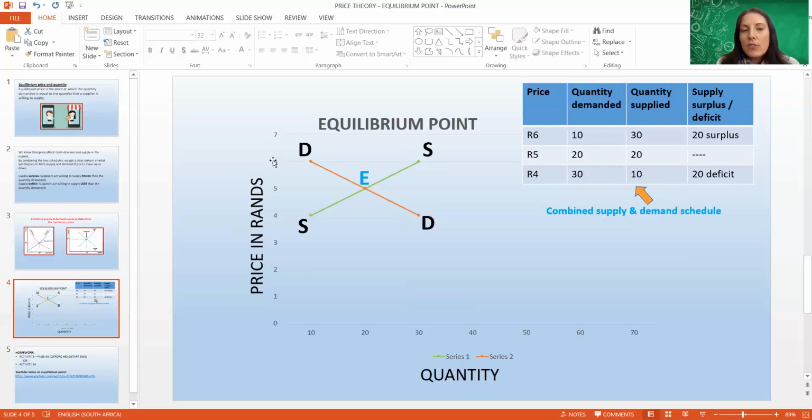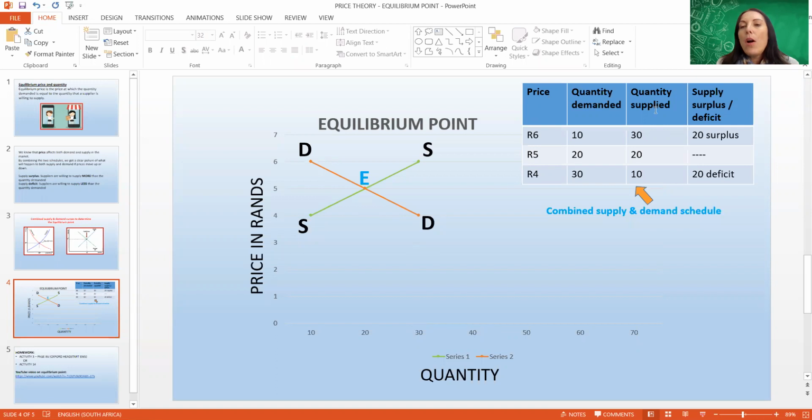At 6 Rand, 10 people demanded the Twiggles. At 5 Rand, 20 people said they will buy, and at 4 Rand, the whole class said, 30 of us are going to buy the Twiggles at this low price. So that is our demand curve.